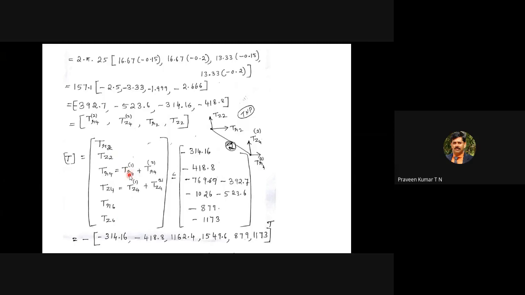That's why you have to consider the traction force contribution from element 1, TR4 1, and TR4 2 is nothing but the traction force contribution from element 2. Similarly, the traction force acting along the Z direction at node 4 is a contribution from element 1 as well as element 2. This is the final traction force vector.